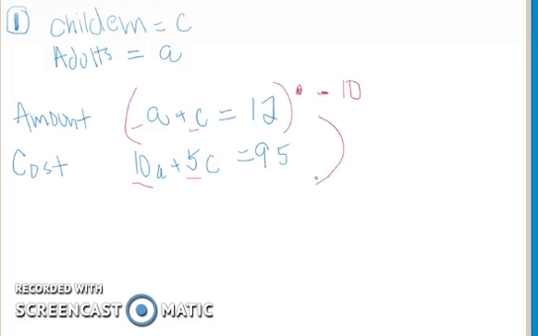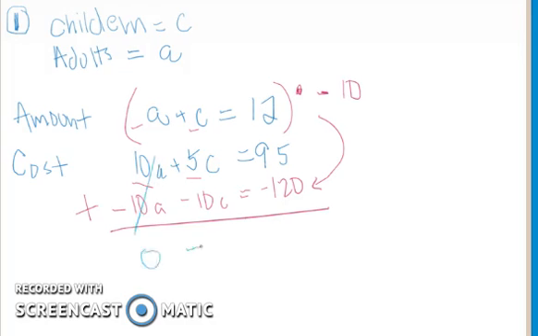So my new equation, I'm going to write down here, is going to be negative 10a minus 10c equals negative 120. Now I'm going to add these two equations. When I add them, I'm going to get 10a minus 10a, that's 0. There's my elimination. Negative 5c equals negative 25. Divide by negative 5, and c is going to be 5. So how many children were there? 5 children. Alright, let's go on to the next page.